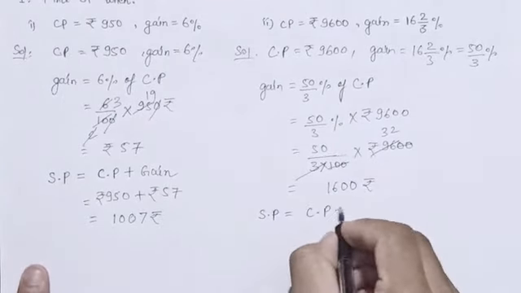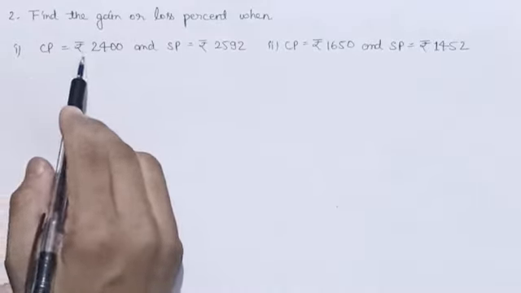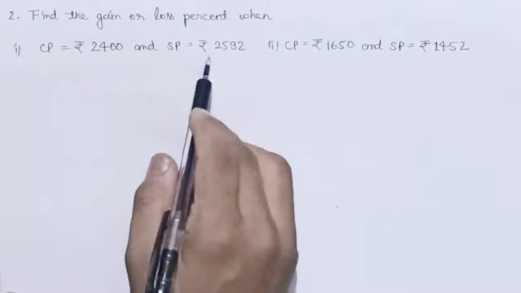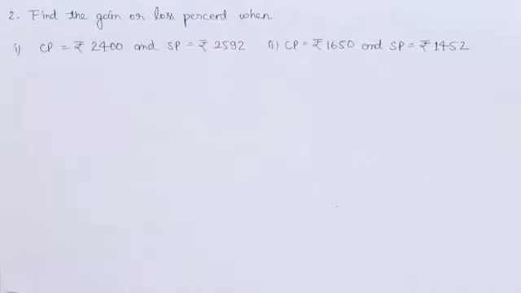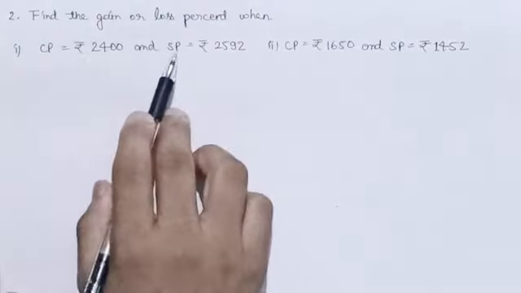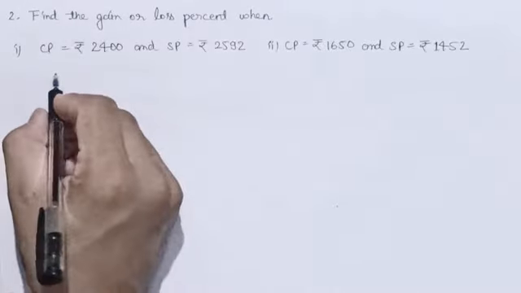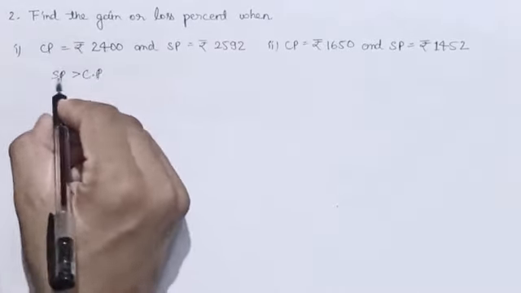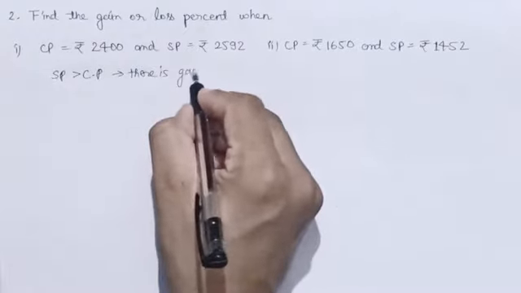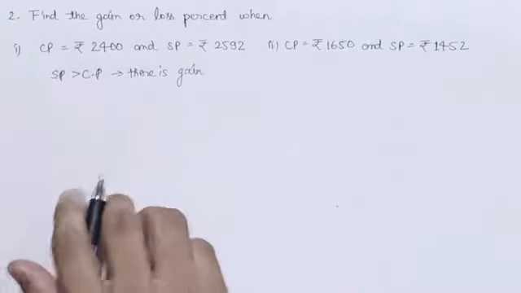In the next question we have find the gain or loss percent. So first part is given CP equals to rupees 2400 and SP is rupees 2592. Now here it is clear that SP is greater than CP. And when SP is greater than CP, then you know there is a gain. There is a profit or gain.